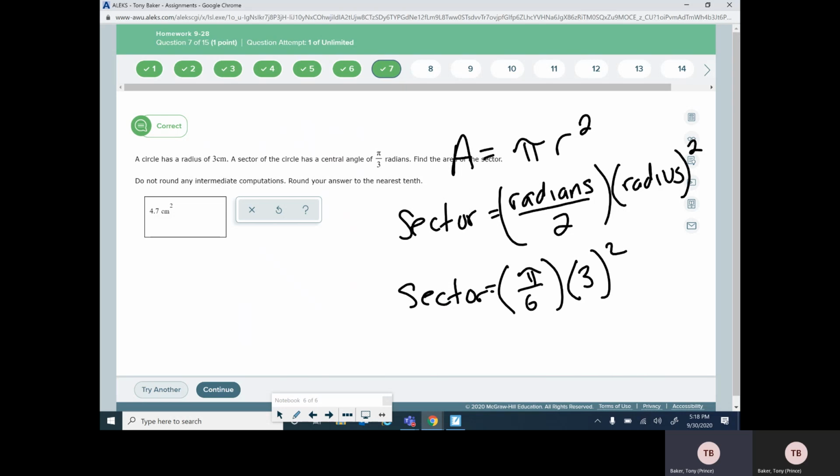The nice thing about doing sectors and arc length is that if you can remember the area formula and the circumference formula, you can easily determine those. You don't have to memorize a new set of formulas. You just have to remember that the pi in the front is basically your radians of the circle.